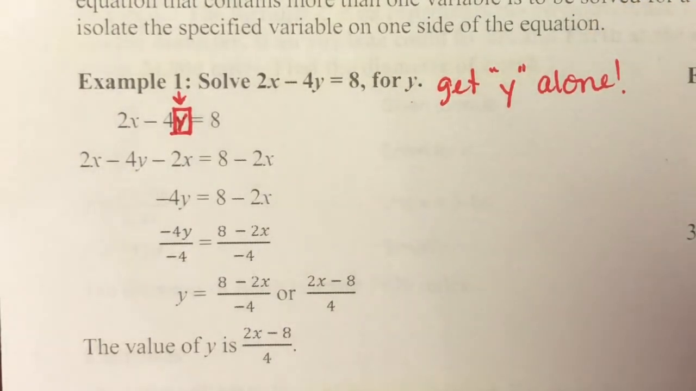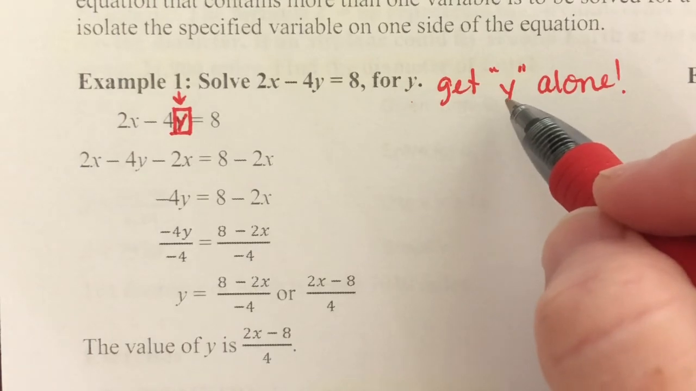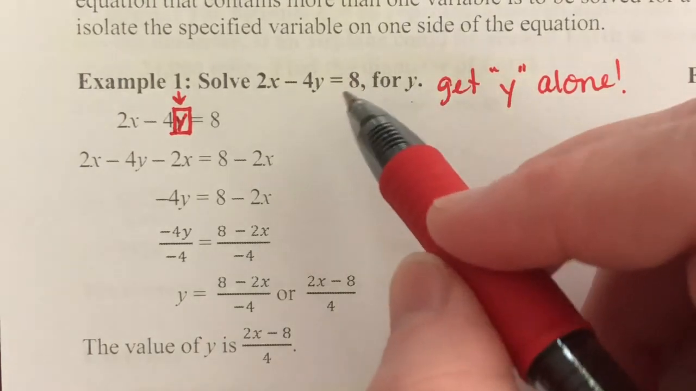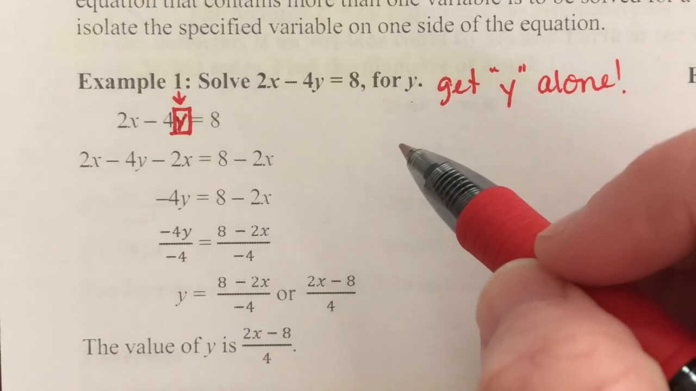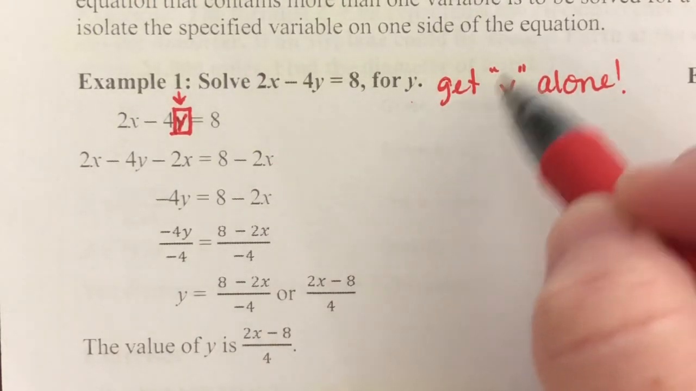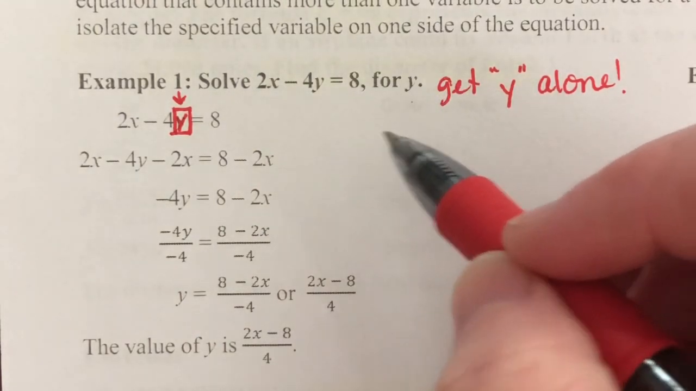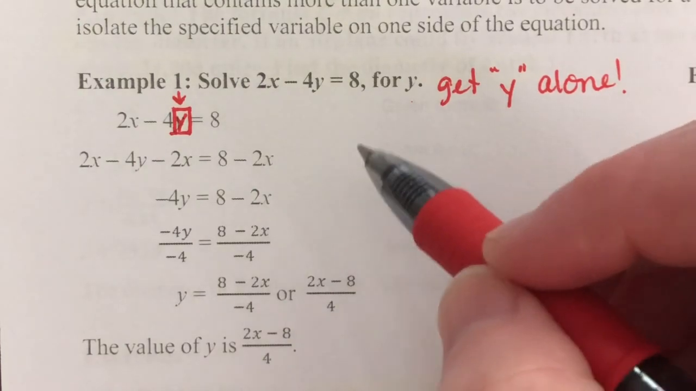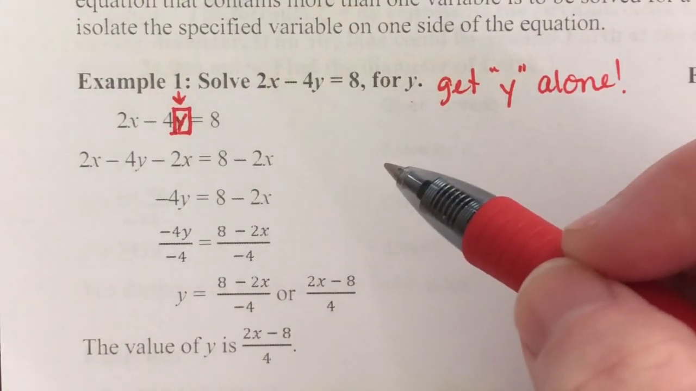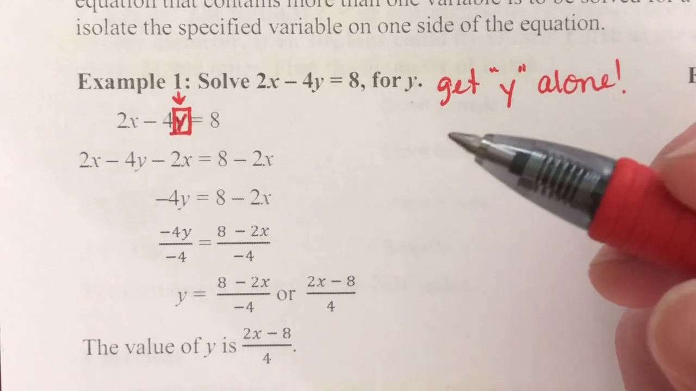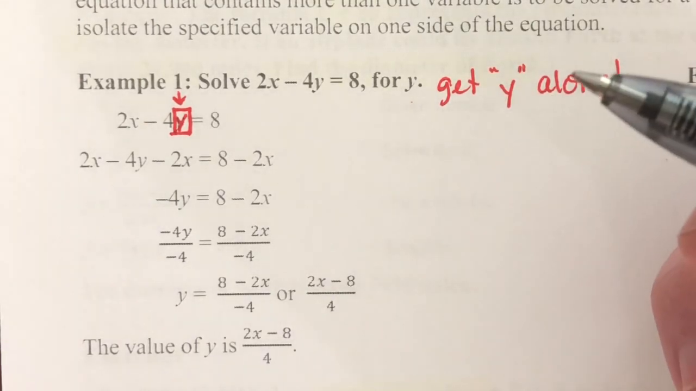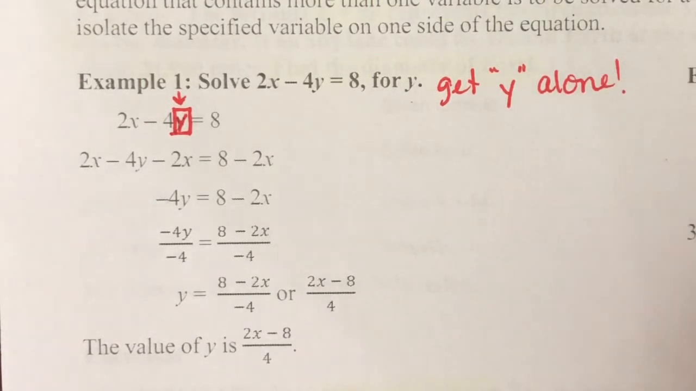We can't completely solve for y. We're not going to get a number for y because we still don't know what x is. So we have to know what x is to know what y is, but by solving for y, we're at least getting y on one side of the equal sign by itself. So we'll get something that looks like y equals blah, blah, blah. Even if that blah, blah, blah has variables in it, that's okay.